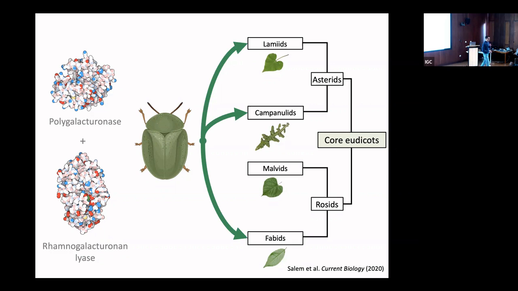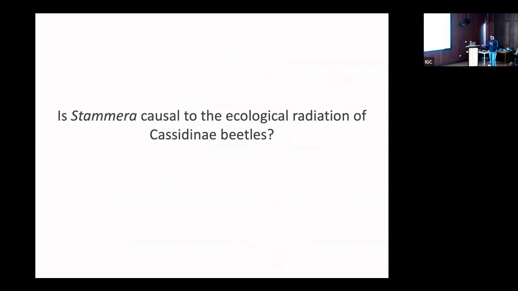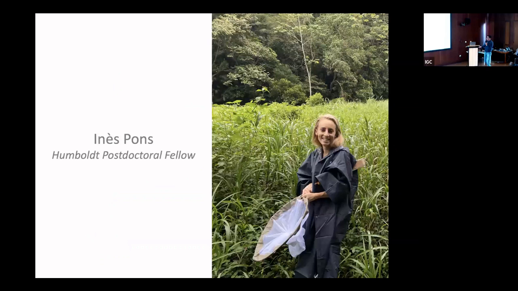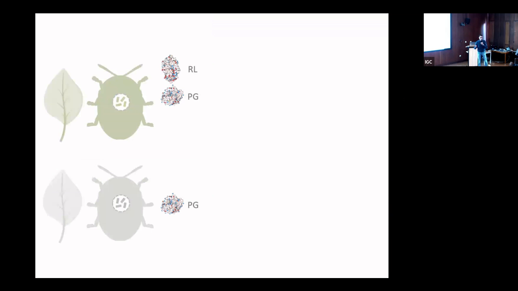But like I just mentioned, this is largely correlational. And one of the major questions in my lab is whether this variation in symbiont metabolic factors is causal to the ecological radiation of tortoise beetles. And the work that I'll talk about right now is primarily by Ines Pons, a Humboldt postdoctoral researcher in my group. And Ines is interested in testing whether these two classes of pectinases affect host plant use differently compared to beetles that are supplemented with just polyglucuronase.